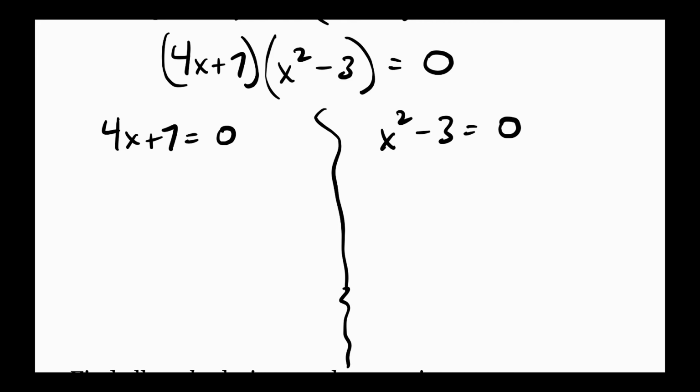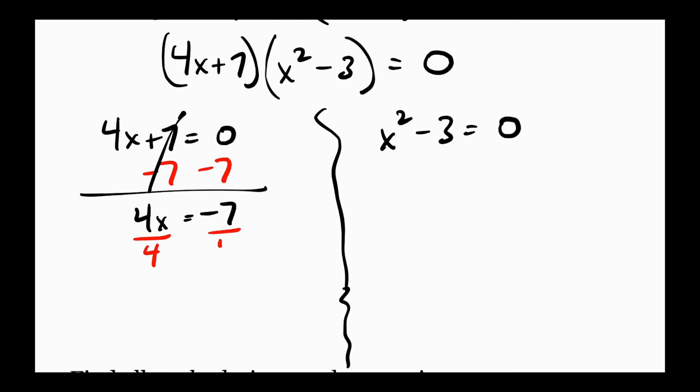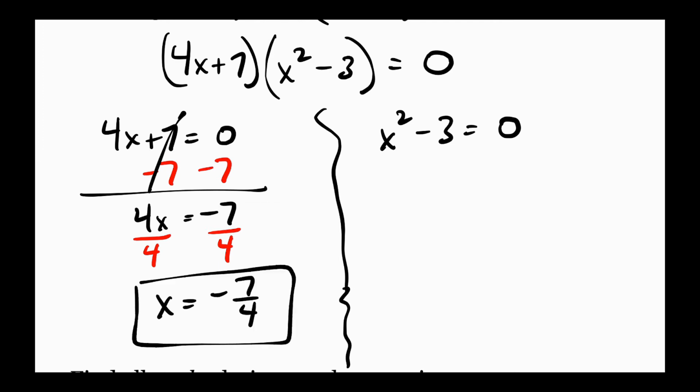So the left one I'm going to solve first. The left one is linear, so I'm only going to get one answer. Negative 7 over 4. It can't be reduced. Nothing goes into both 7 and 4 besides 1. And it didn't say to round, so I'm going to leave it as negative 7 over 4.